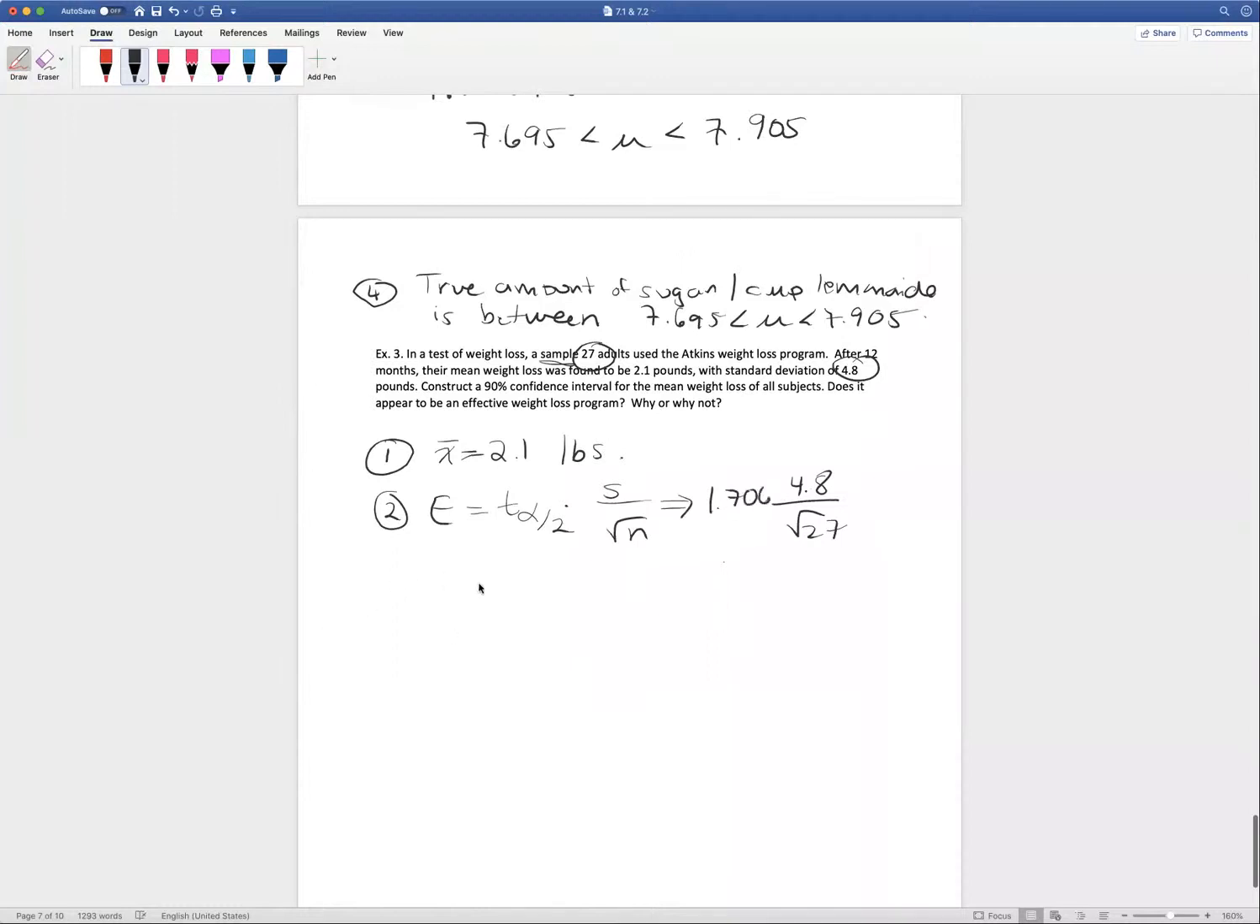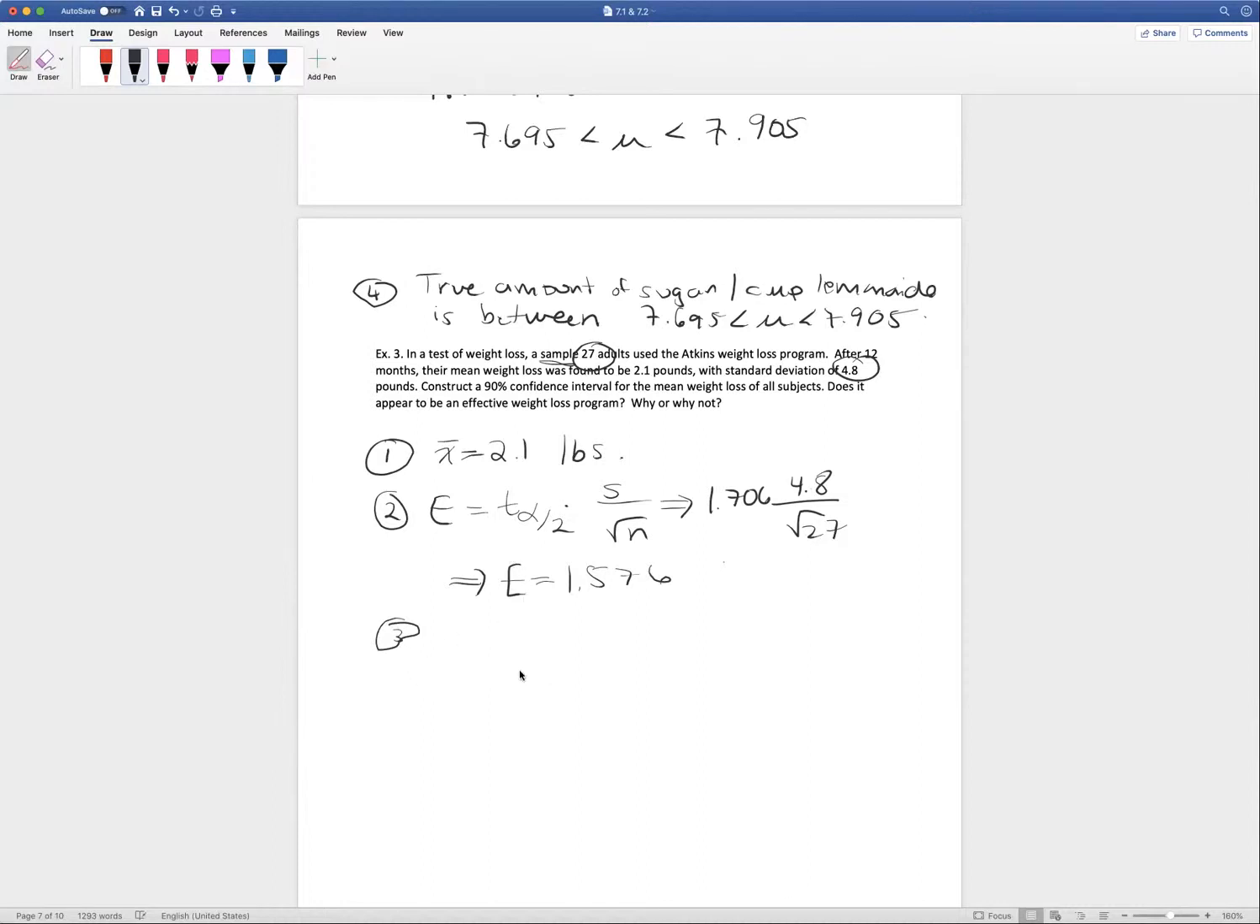Okay, so let's figure out what that numerical value is. We have 1.706 times 4.8, and let's divide that by the square root of 27. And we have 1.576 rounded to 3 decimal places. So E is equal to 1.576.